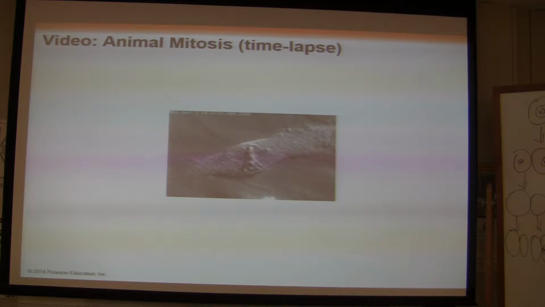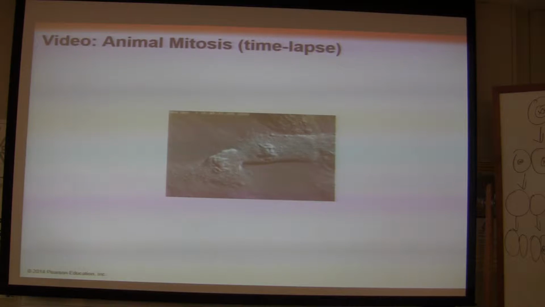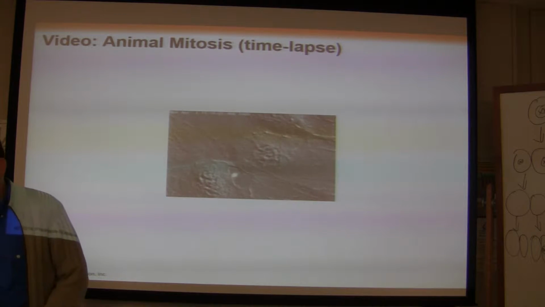Most likely this is a fibroblast cell. To me, it looked like a fibroblast. It's a connective tissue. Here we go, anaphase. You saw how they separated? No? Ariel, you missed it? You saw. And then now it's cytokinesis. And voila.